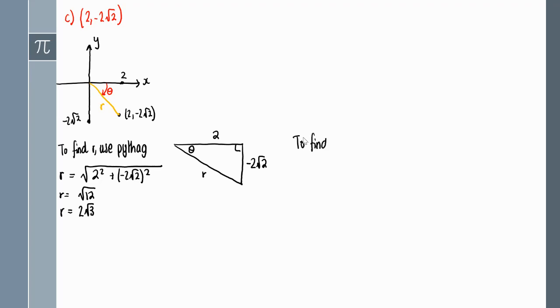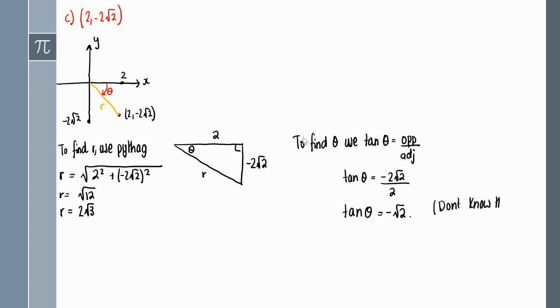Right, perfect. Now to find theta. Again, we're going to use tan. Remember that's opposite over adjacent. And we're going to keep the negatives in that triangle because that's going to give us the correct outcome for tan. So I have minus 2 root 2 as my opposite. My adjacent is 2. So minus 2 root 2 all over 2. Simplify it, I get tan theta equals minus root 2.